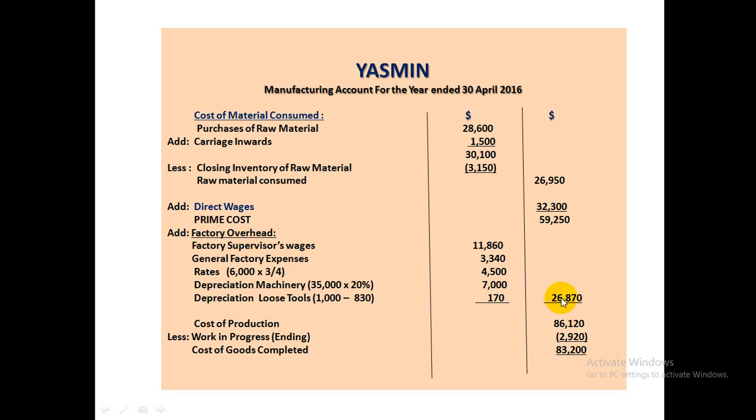We'll add the total of factory overhead to prime cost and we'll finally get our cost of production. In this cost of production, if we have any work in progress opening, that is to be added, and if we have work in progress ending, that is to be subtracted. Because she has opened a new business, there is no work in progress opening given in the question. We'll only subtract work in progress ending and we will find cost of goods completed for Yasmin. Our first requirement is done.